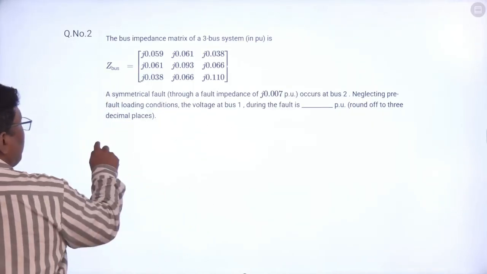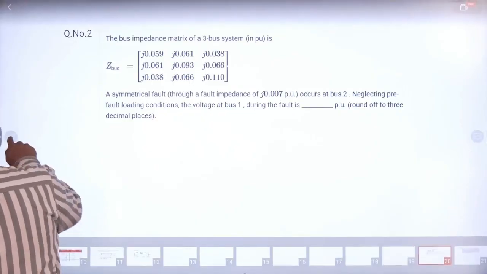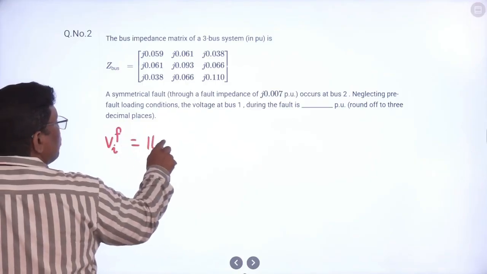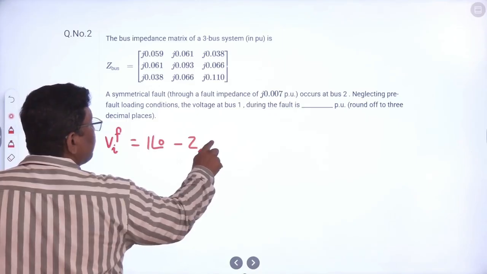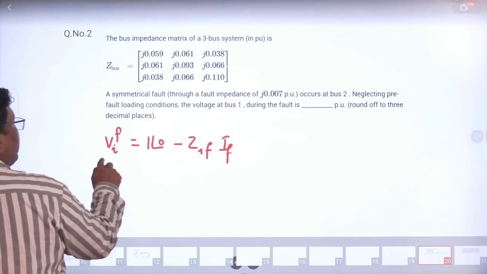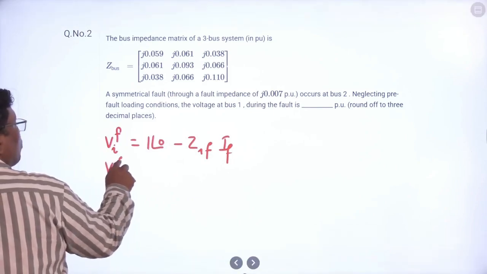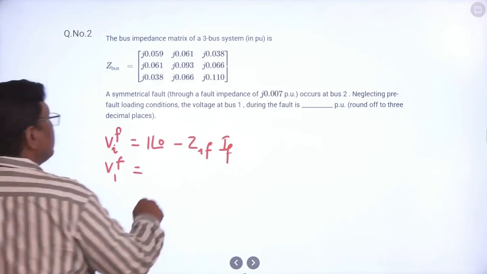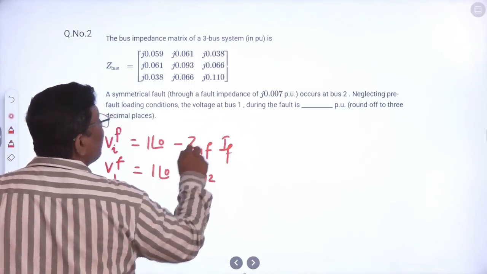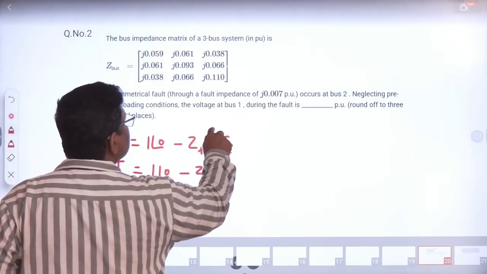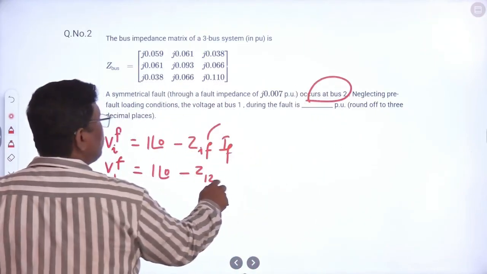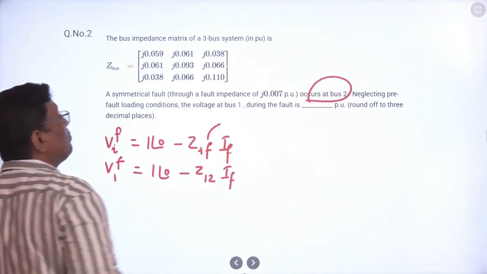Okay, so we know the formula for post fault voltage, that is V_iF equals 1∠0° minus Z_iF into I_F, right? So here, as per the question, we calculate the post fault voltage at bus number 1. So V1F equals 1∠0° minus Z12. This F represents the fault location number. Here the fault occurs at bus number 2, so Z12 into I_F. So this is the formula for this problem.